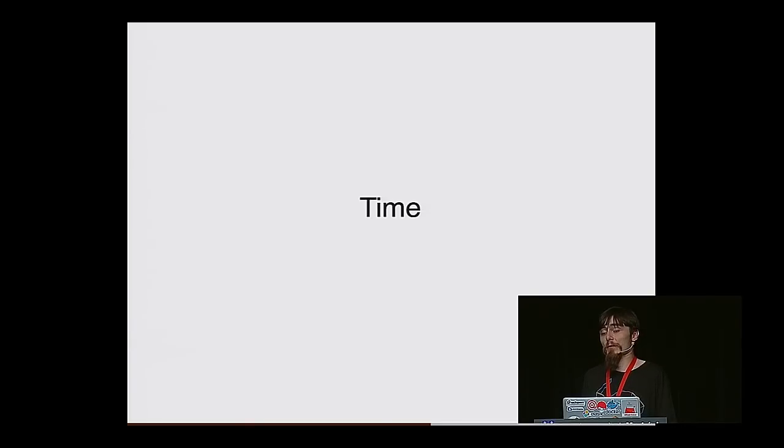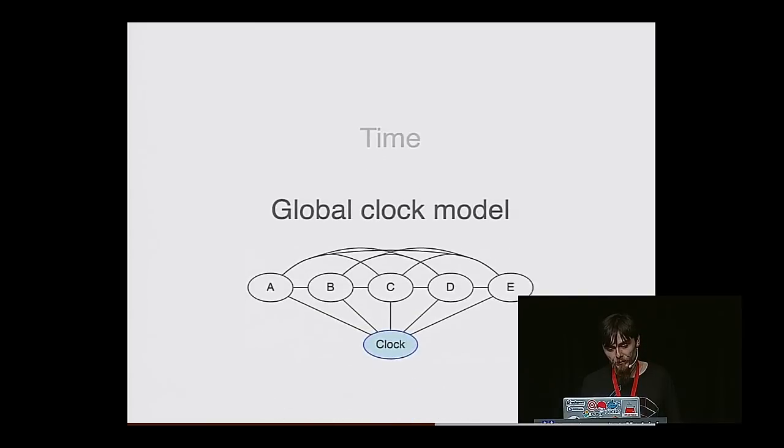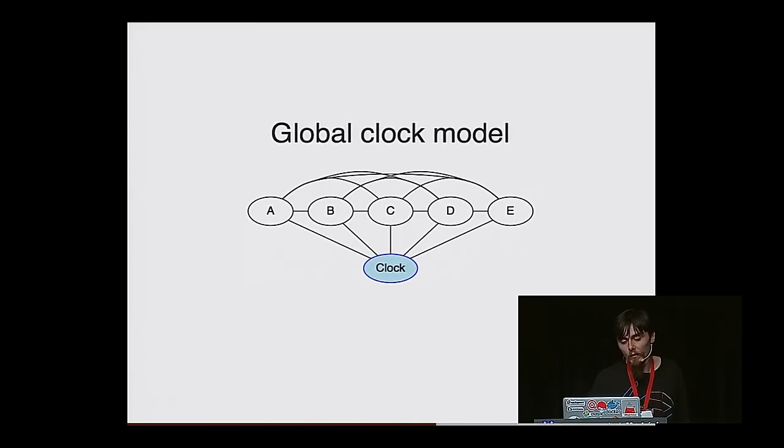Cool. So let's talk about time. We want time in distributed systems, right? Time passes. Progress is made. One idea of time is a global clock model, where you have a bunch of nodes. They're all interconnected. You might not be able to see the lines; you're going to have to trust me. And they're all talking to the same clock.